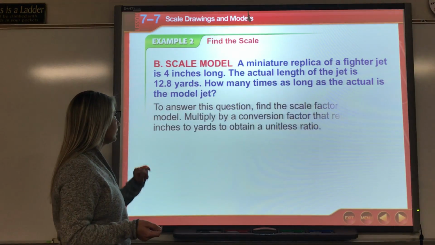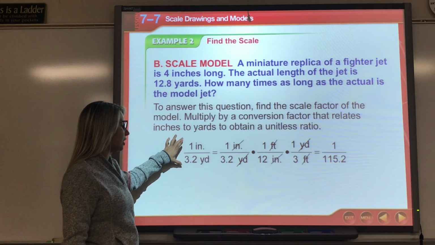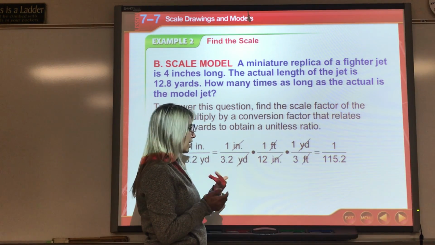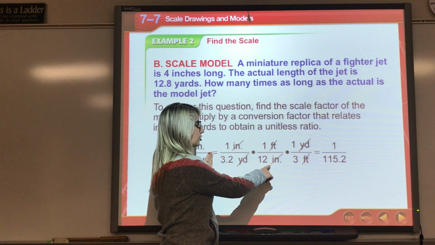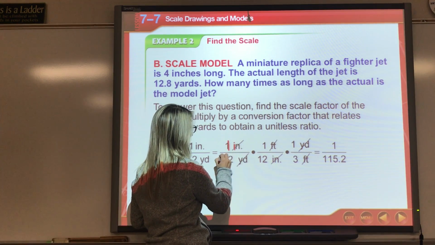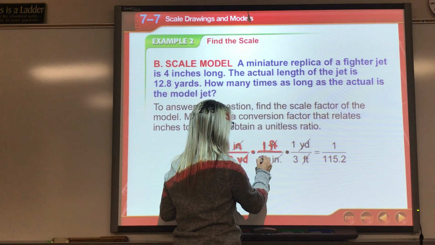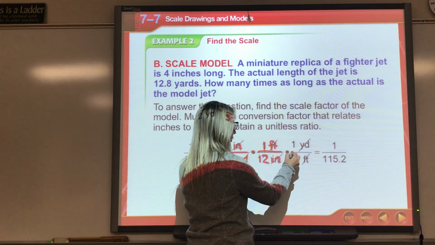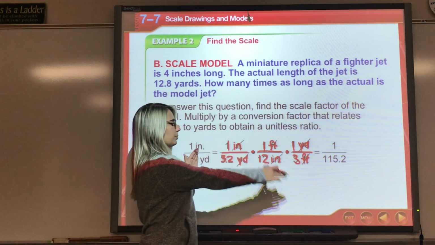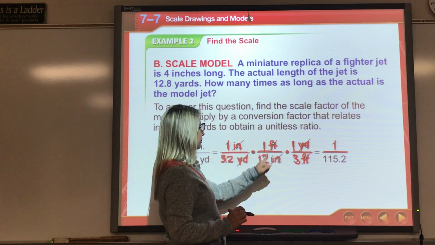We're going to take the scale that we had here, the 1 inch over 3.2 yards, and then we need to end up converting it to just a number. So we multiply it by 1 foot over 12 inches, because that's getting us closer. So we had 1 inch over 3.2 yards, multiply 1 foot over 12 inches, and then we need to multiply 1 yard over 3 feet. When we multiply across, our numerator has 1, 1, and 1, so that's just 1. And then we have 3.2 times 12 times 3, we get 115.2.